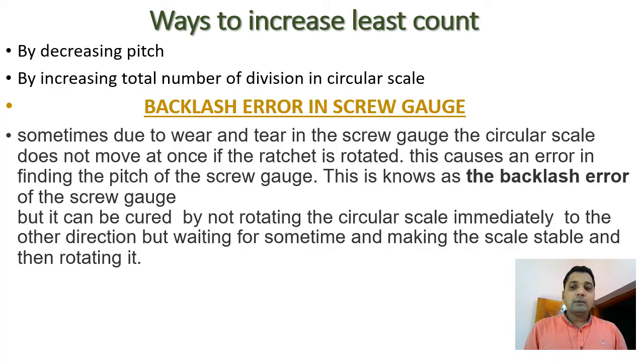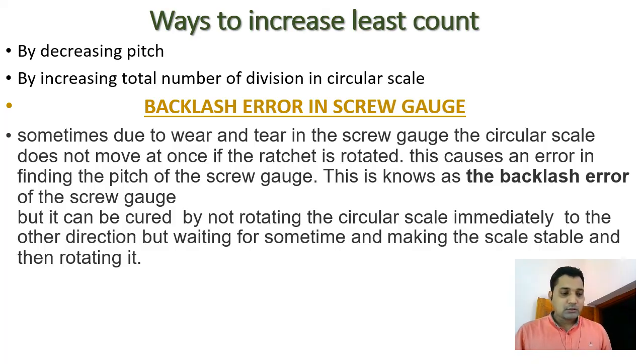The first way to increase the precision of the least count is by decreasing its pitch, which is 1 mm. If we are able to decrease it to 0.7, 0.6 or 0.5, or by increasing the total number of divisions on the circle. Here sometimes it is 100, sometimes it is 50. If we are able to increase it to 500 or 1000, then also we can improve the least count, meaning it can measure less, so the least count can be finer.